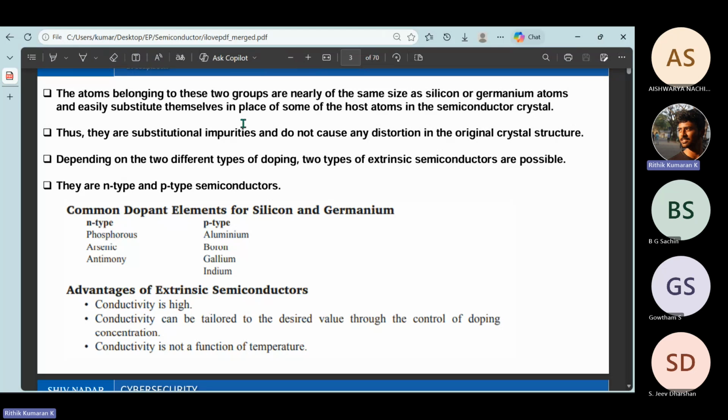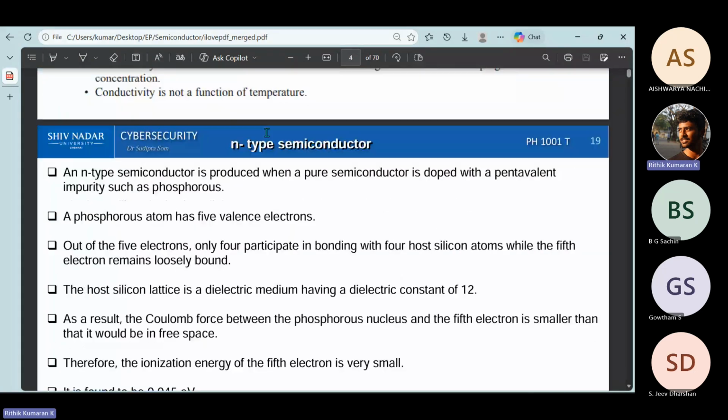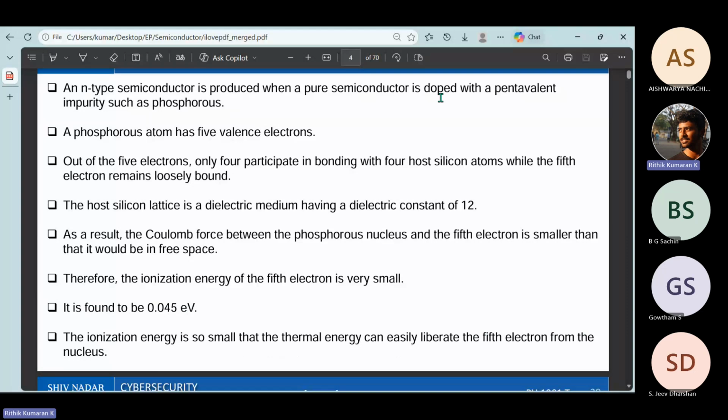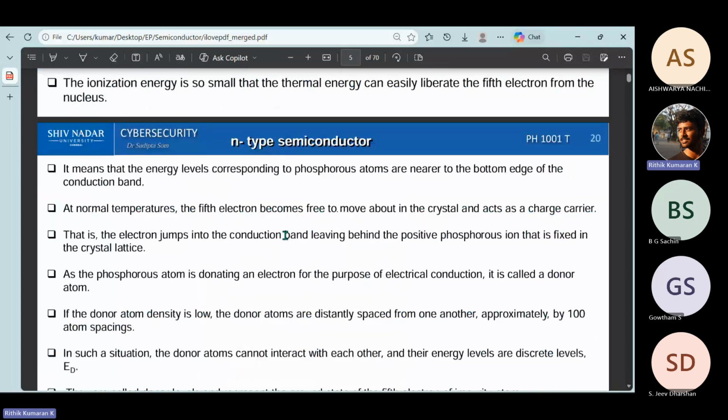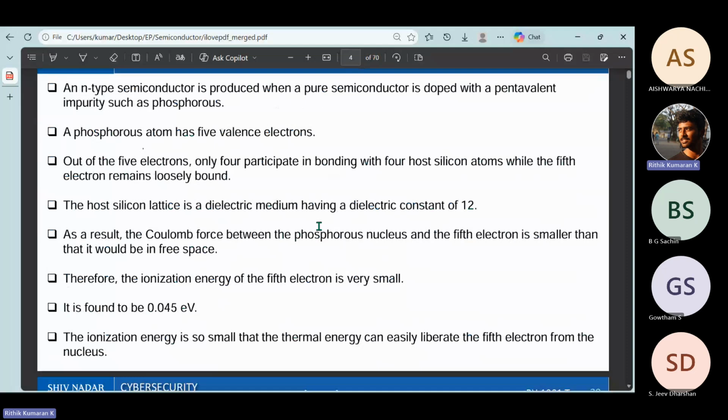Next, we are going on to the N-type semiconductor. As I said, when you dope a pentavalent element or impurity, it is called N-type. An example is phosphorus. Here, silicon will have 4 valence electrons. Correct? It will form covalent bonds with the 4 silicon elements around it.